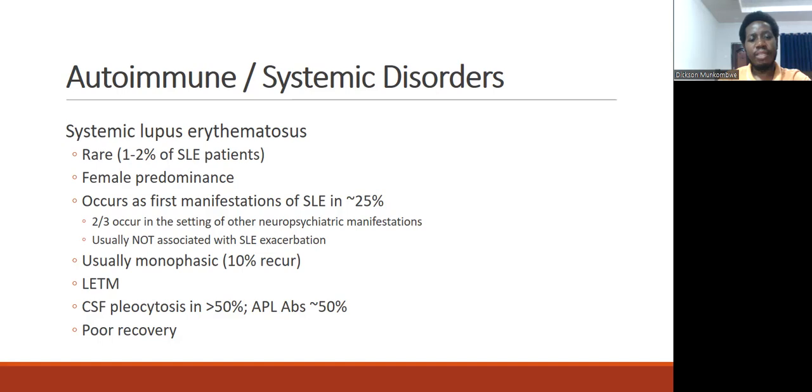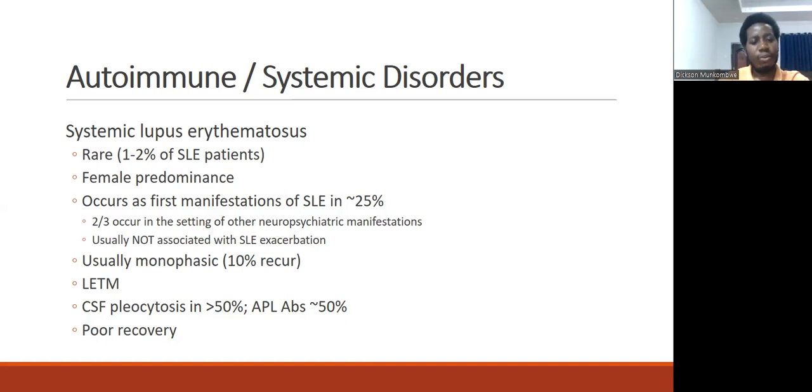Other autoimmune or systemic disorders that are worth mentioning are things like systemic lupus erythematosus. It can also involve the spinal cord, as much as it involves the skin and the joints. Even though it's rather rare, in 1 to 2% of SLE patients who have spinal cord involvement, there tends to be, just like with the overall disease, a female predominance. It occurs as the first manifestation of SLE in about 25% of cases. Two thirds occur in the setting of other neuropsychiatric manifestations, and usually are not associated with an exacerbation of SLE.